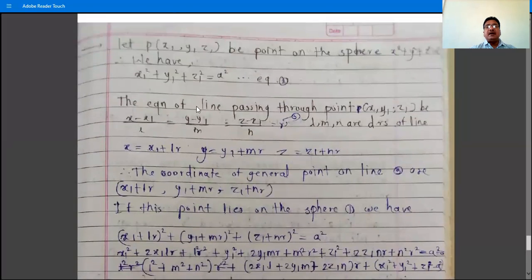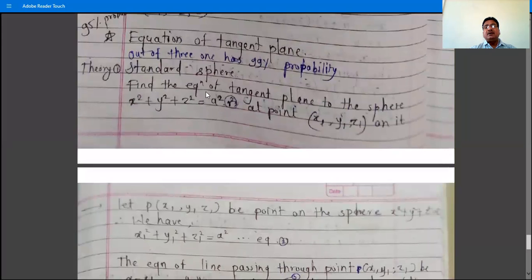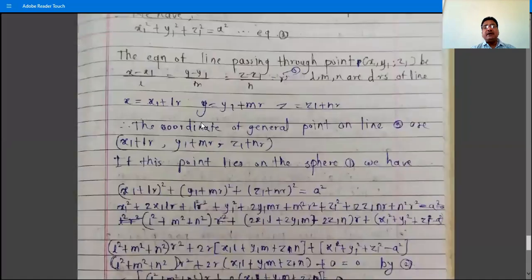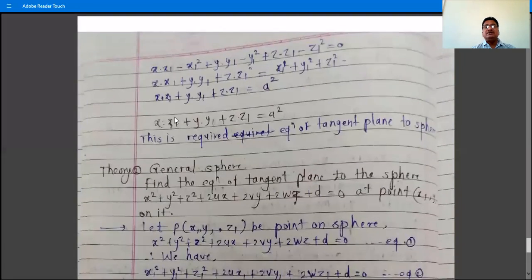What is the equation of the sphere? x square plus y square plus z square is equal to a square, and the equation of the tangent plane to this sphere at point x1 y1 z1 is x x1 plus y y1 plus z z1 is equal to a square. Obviously this is the equation of a plane because it is in the form ax plus by plus cz plus d is equal to 0. If you shift a square to the LHS, then d is minus a square. So this is the equation of the tangent plane to the sphere.